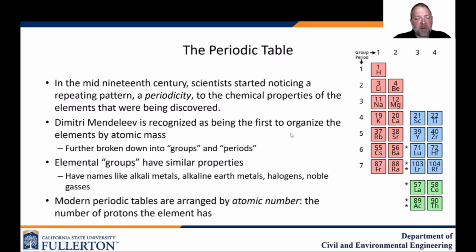Elemental groups have similar properties. So names like alkali metals, alkaline earth metals, halogens, noble gases. All the noble gases, for example, are very unreactive. They tend to just want to hang out by themselves. And then it's also, like I said before, the modern periodic table is arranged by atomic number, not atomic mass, the number of protons the element has.